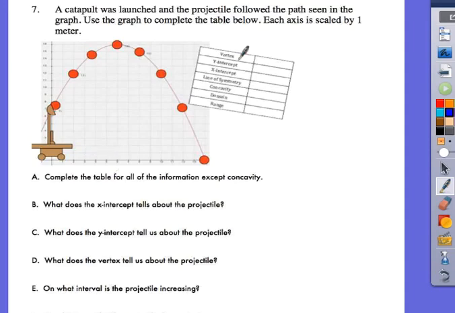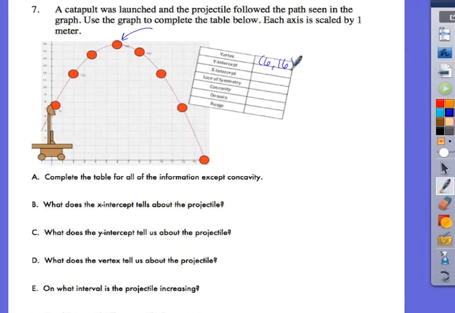Okay, so the vertex is going to be your max or your min. In this case, it's our maximum. So the vertex, what would the ordered pair be for that vertex there? Well, you might have to start counting over. 1, 2, 3, 4, 5, 6. 6, 16. Yep.